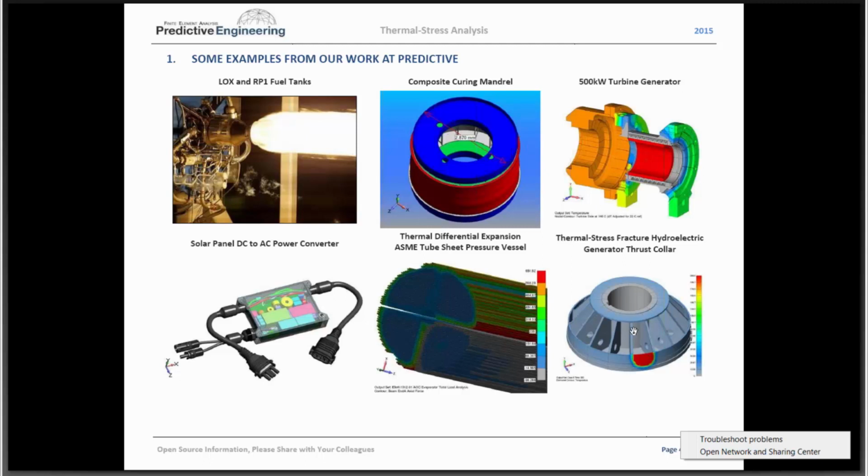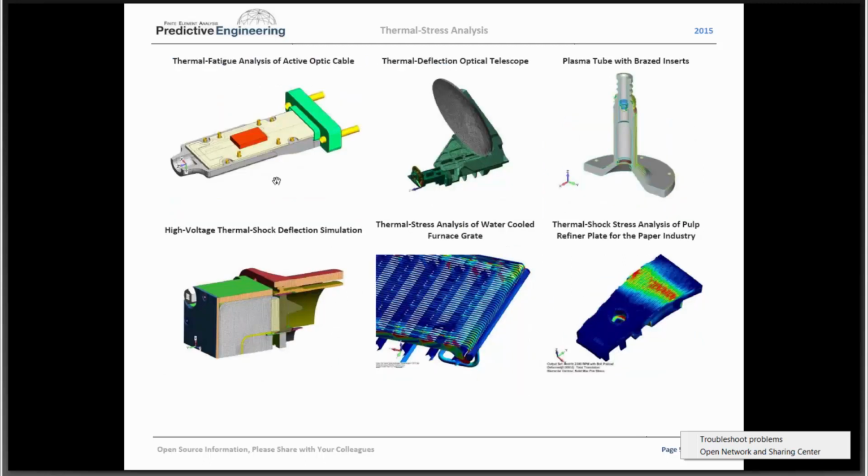ASME tube sheet. This one we're going to actually use for our transient thermal analysis. It's a thrust collar for a hydroelectric dam generator. More electronic components. This is active optic cable for space use. This is a telescope, plasma tube, brazing, electronic components. Well, this is a, what is it? A high voltage blaster for an X-ray device.